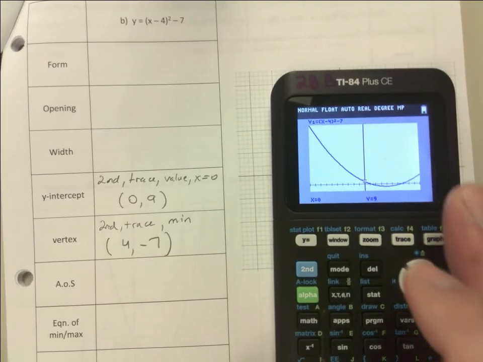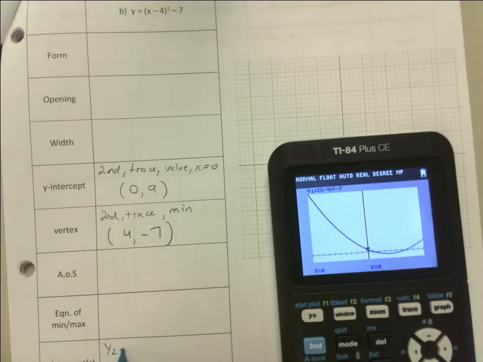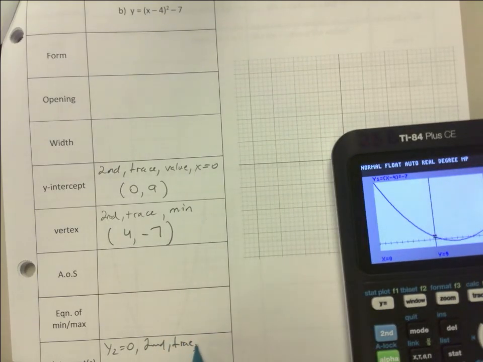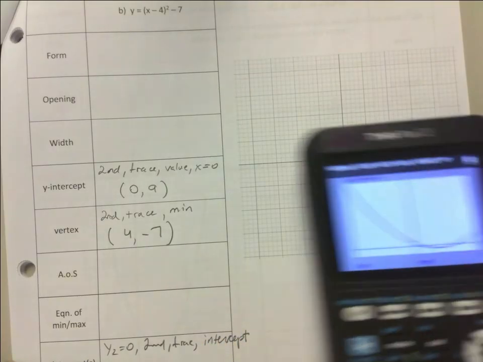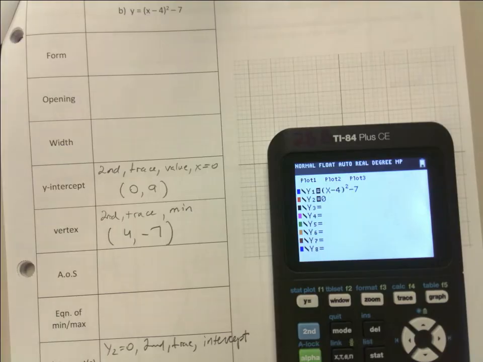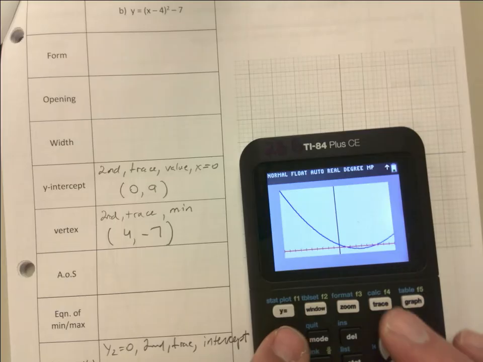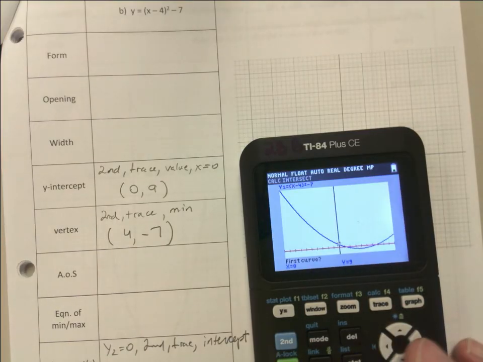Now let's find the x-intercepts. How many are there? 2, right? There's 2. So you're going to have to do this twice. You let y2 equal to 0. And then you go second, trace, intercept. Okay? So y2 is equal to 0. You go to y equals, let y2 equal to 0, hit graph. Then you go second, trace, intercept.